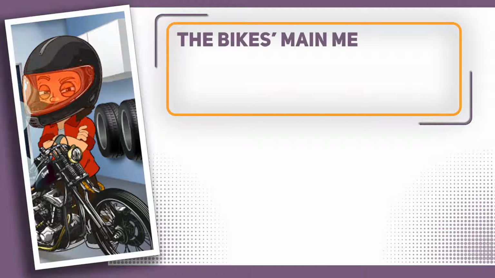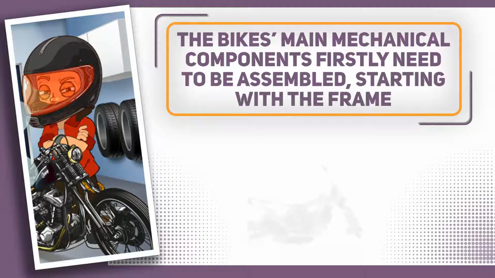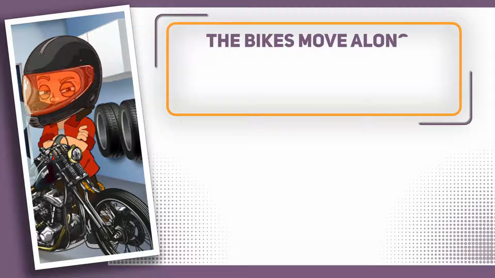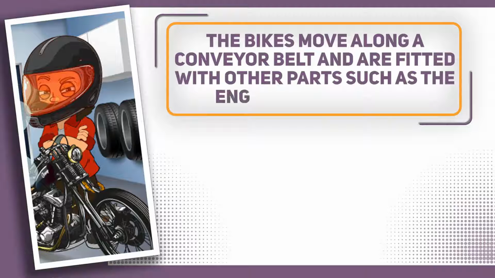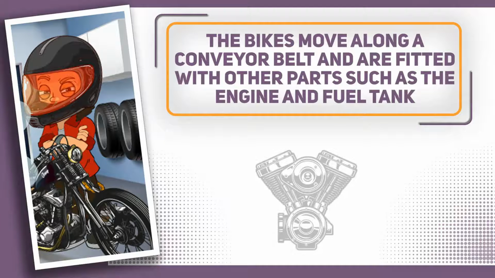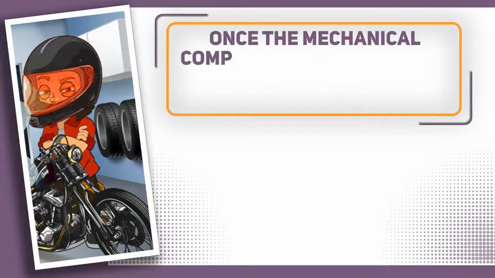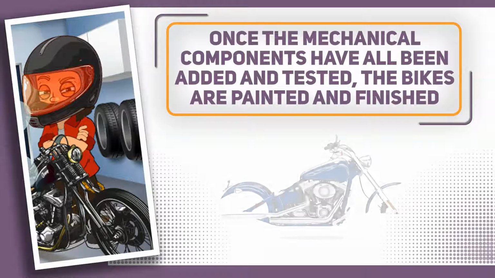Firstly, the bike's main mechanical components need to be assembled, starting with the bike frame. Once the frame has been assembled, the bikes move along a conveyor belt and are fitted with other parts, such as the engine and the fuel tank, which are added at different stages along the production line by members of staff with different specialisms. Once the mechanical components have all been added and tested, the bikes are painted and finished.